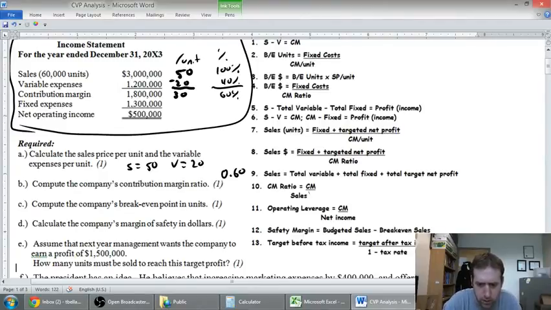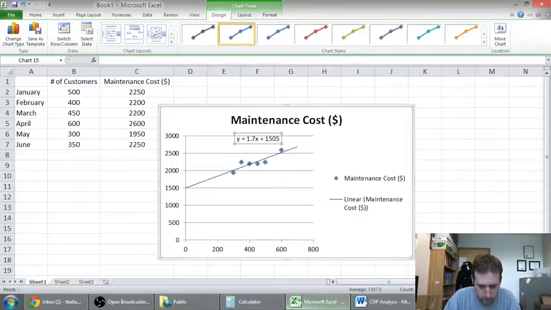Okay, break-even units. So let's see, we've got formulas here. There's one for break-even units, break-even dollars, and some other amounts. Break-even point in units: fixed cost divided by CM per unit. Our fixed cost here is $1.3 million, divided by our contribution margin per unit of 30. Oh, I'm going to get a very odd number. 1.3 million divided by 30.